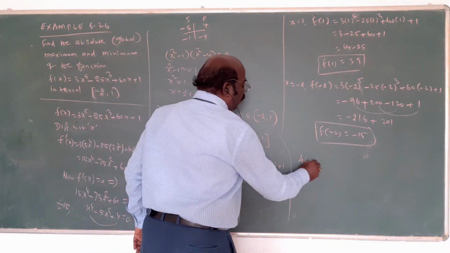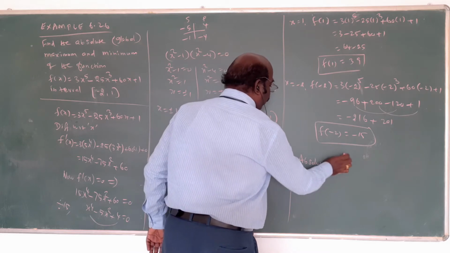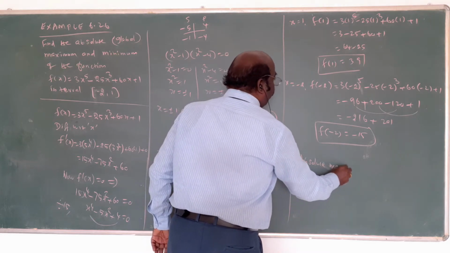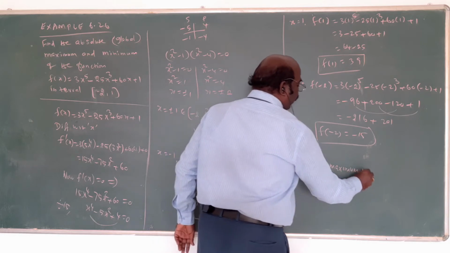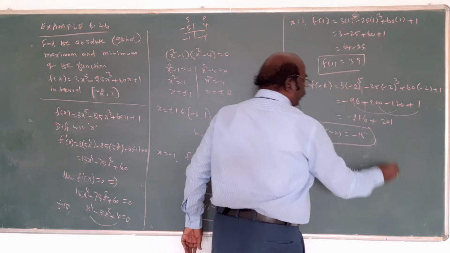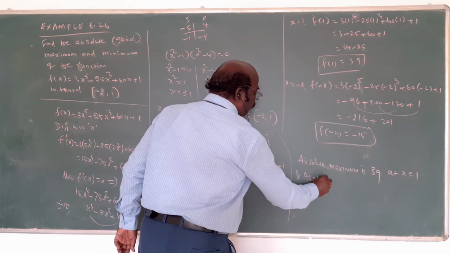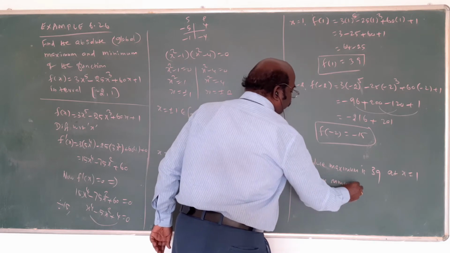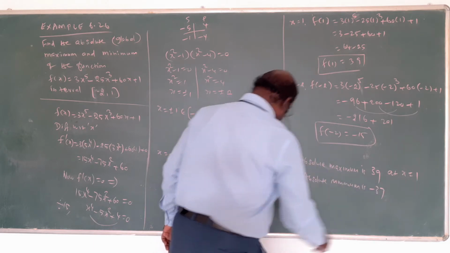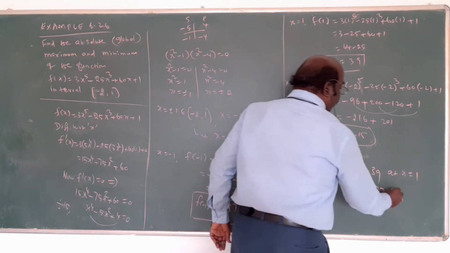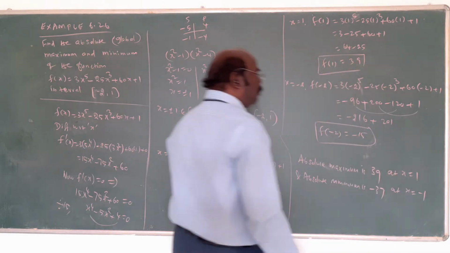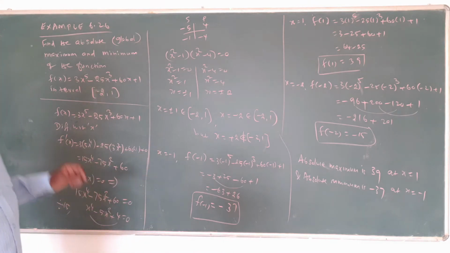That's why the absolute maximum is 39 at x equal to 1. Okay? And the absolute minimum is minus 37 at x equal to minus 1. We have only one problem in this model: absolute maximum and minimum asked in this method. We have only one problem. That's all.